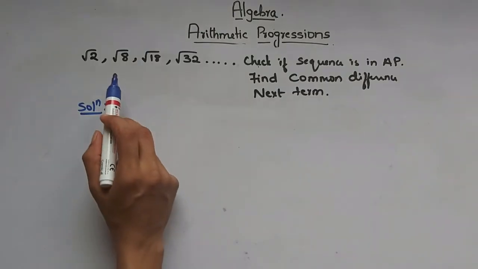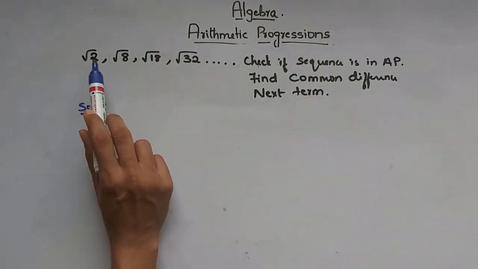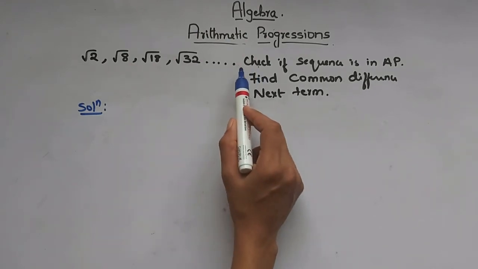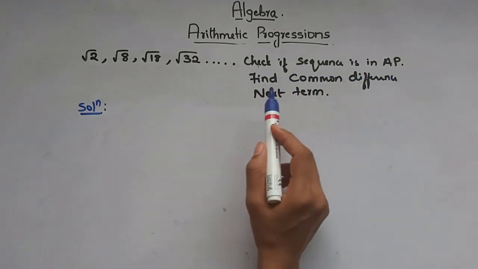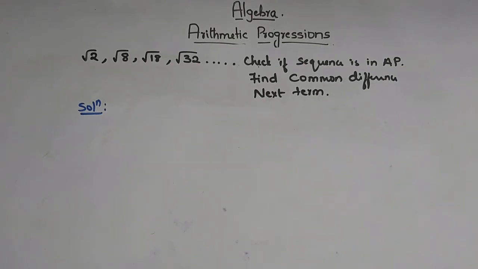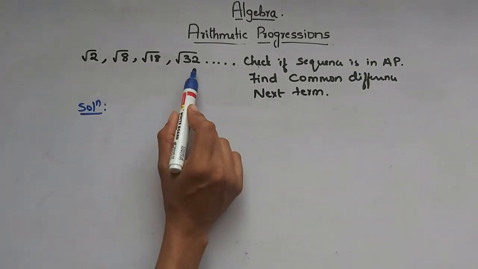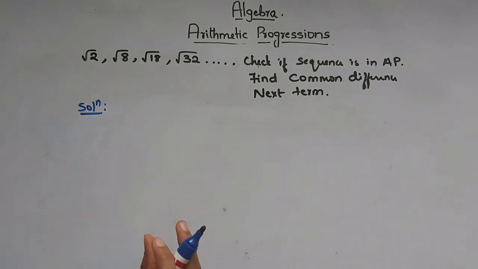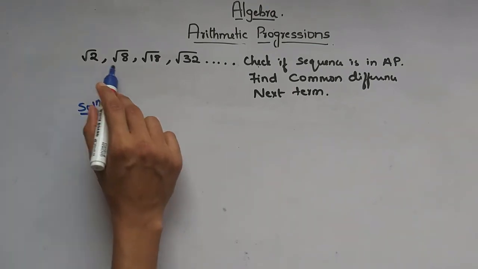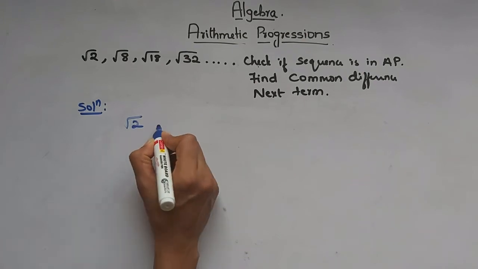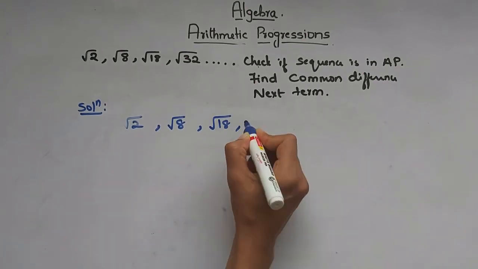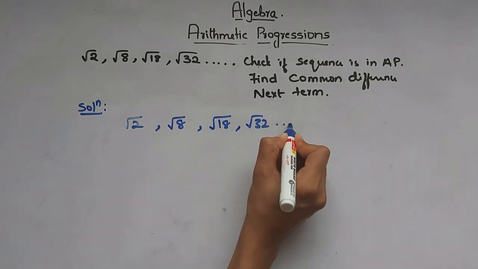Now let's see this example. We have root 2, root 8, root 18, root 32 and so on. Check if the sequence is in AP, find the common difference and next term. This sequence of numbers is said to be in AP if the common difference is same or equal, right? First let's write the sequence. We have root 2, root 8, root 18, root 32 and so on, right?